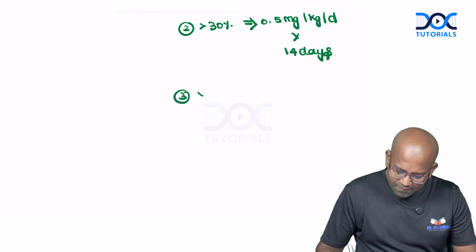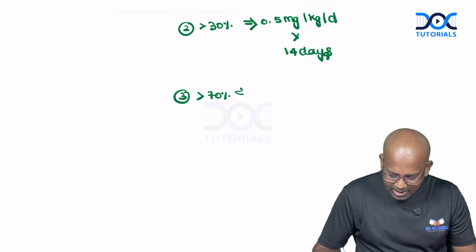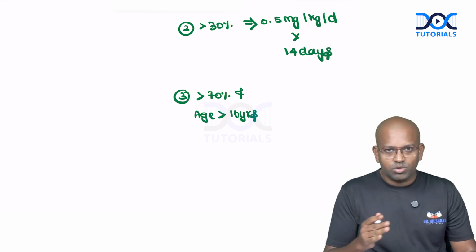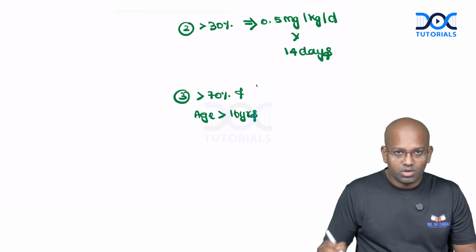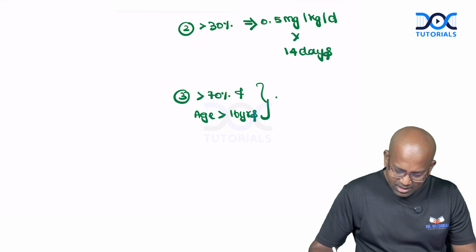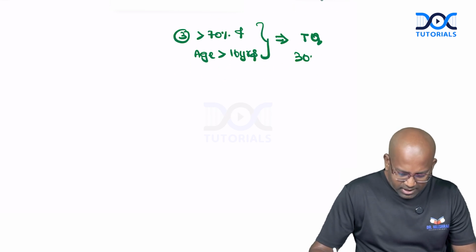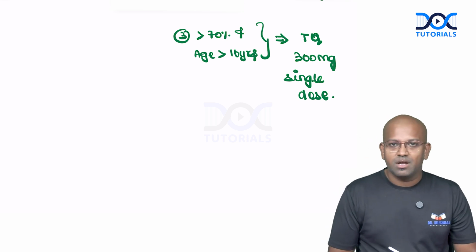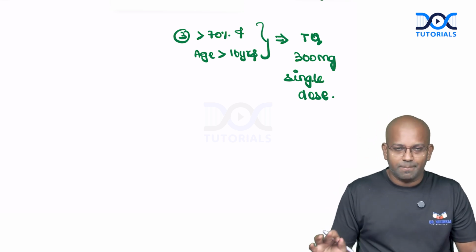The third point is if it is more than 70%, point number one, and the age of the patient is more than 16 years. If the G6PD level is more than 70% and the age is more than 16 years, then we can administer Tafenoquine 300 milligram as a single dose. We can administer Tafenoquine 300 milligram as a single dose. For malaria treatment, the doses are extremely important, buddy.